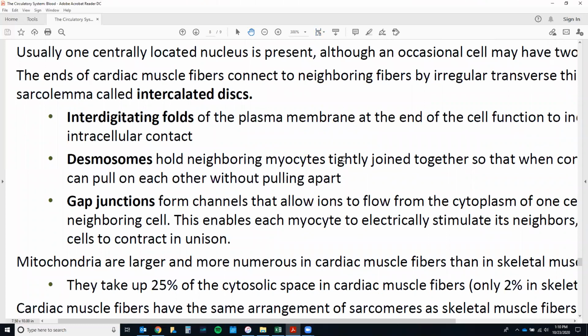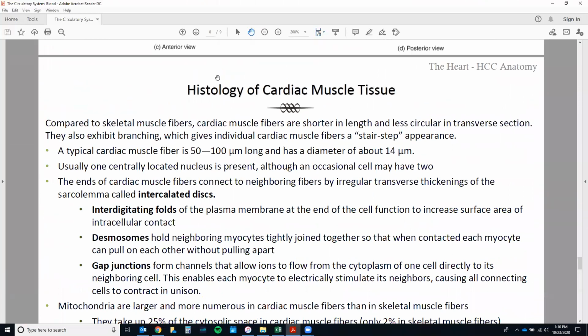Okay, moving on, we're going to move into a little bit of a different topic on what we call histology, which, if you think back to the beginning of the semester, we learned that histology refers to the study of tissues. So I want to talk about the cardiac muscle tissue anatomical on this page.